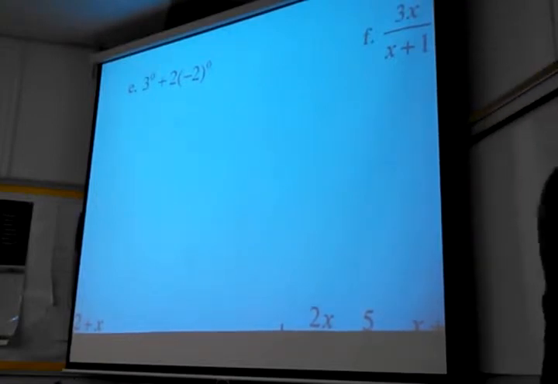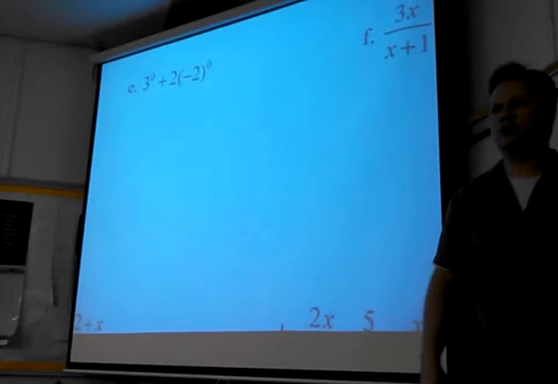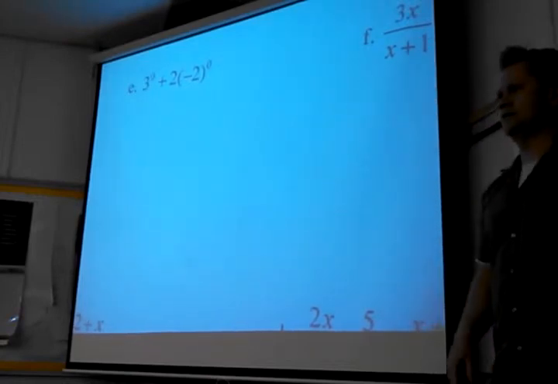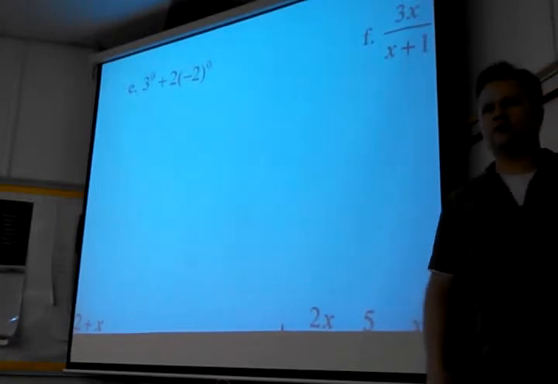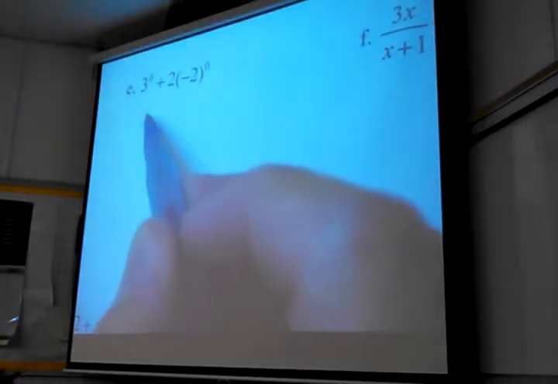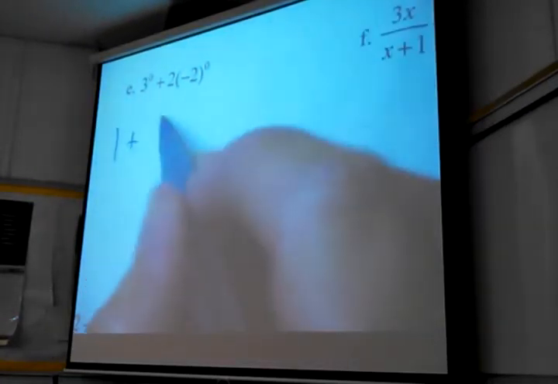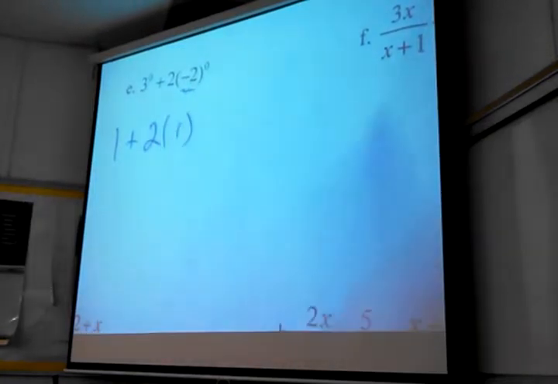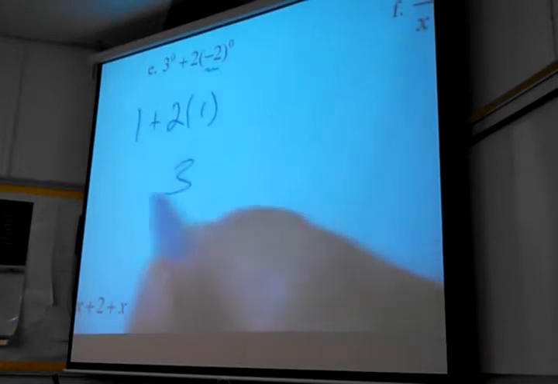This guy is weird. It's actually called an indeterminate form that you'll talk more about if you ever get to calculus. If you don't get there, it's too bad. You'll never talk about it, besides what I just did right there. So here, 3 to the 0 power is 1. That's crazy. 2 is just sitting there. What's this to the 0 power? 1. So 1 plus 2? 3. It's crazy.